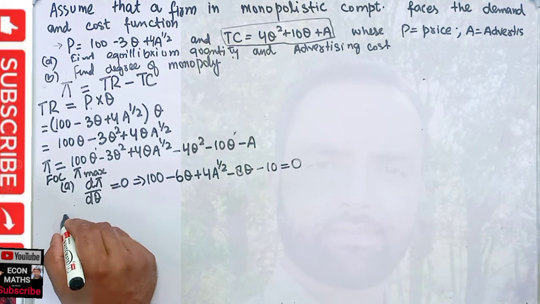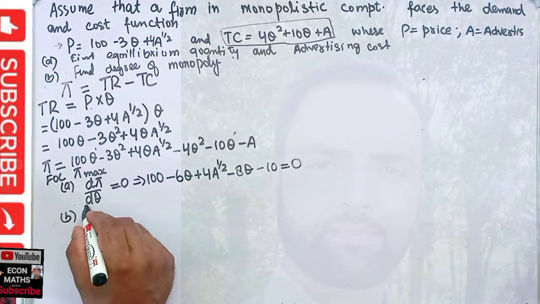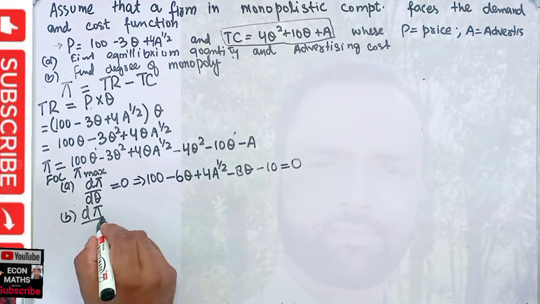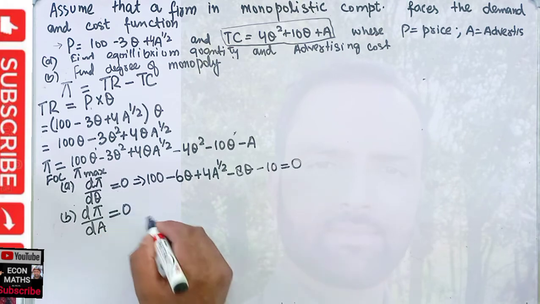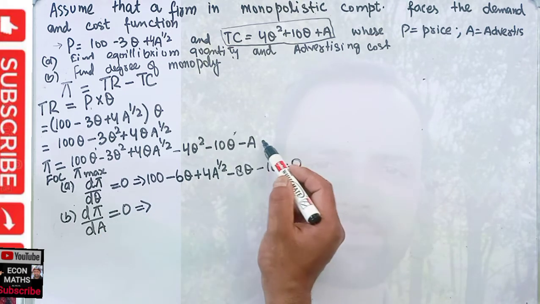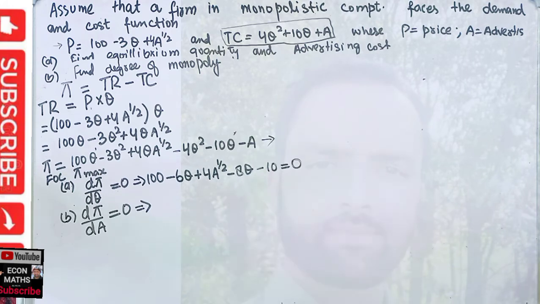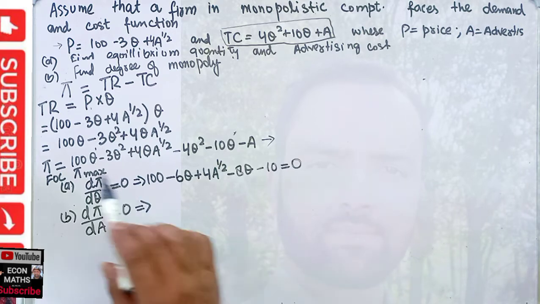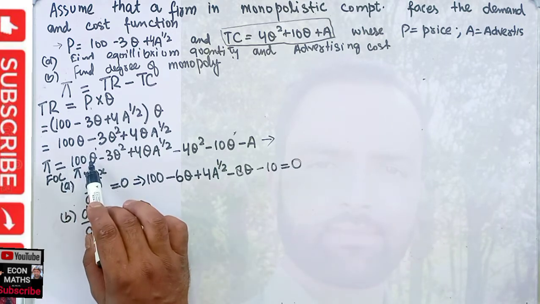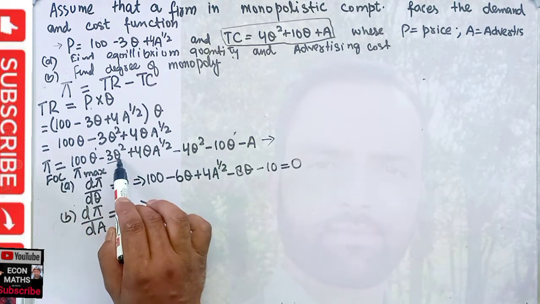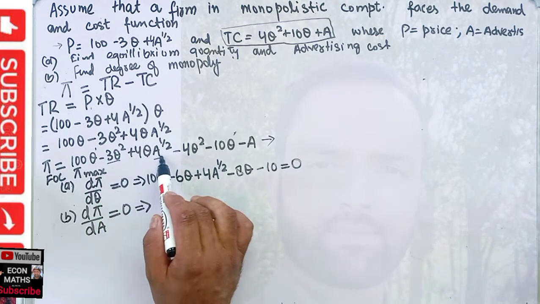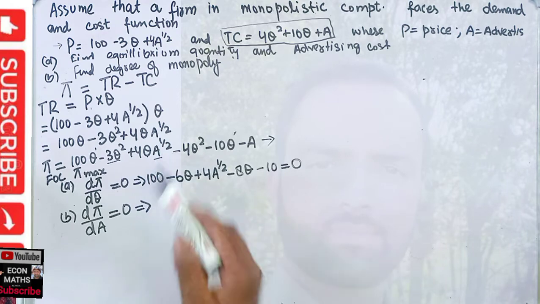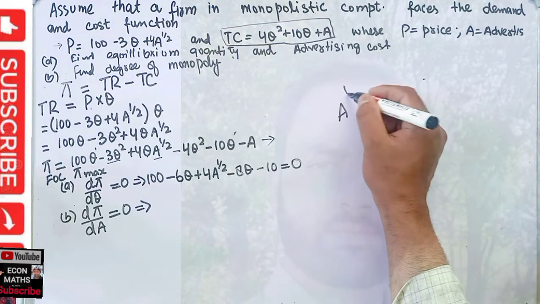The second first order condition requires that the derivative of the profit function with respect to advertisement should be equal to 0. Which implies we have to differentiate this profit function with respect to A, which is the advertisement here. Since in the first term no A is involved, the derivative is 0. Here no A is involved, so the derivative is 0. Here A is involved, so we differentiate A to the power 1 by 2.